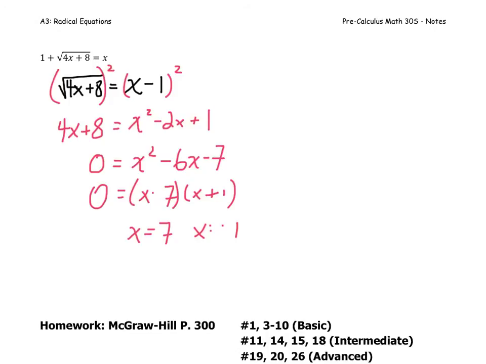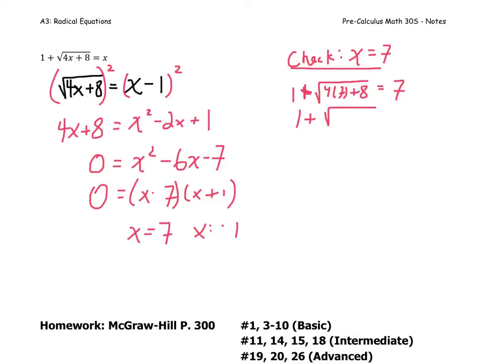So I have to now plug these two results in and see if they work. It's actually possible that both of them are extraneous, and in fact there is no solution. We'll start by checking x equals 7. It's going to be 1 plus the square root of 4 times 7 plus 8 equals 7. Well, that's 1 plus the square root of 28 plus 8, 36, equals 7. That's 1 plus 6 equals 7. Hey, that checks out.